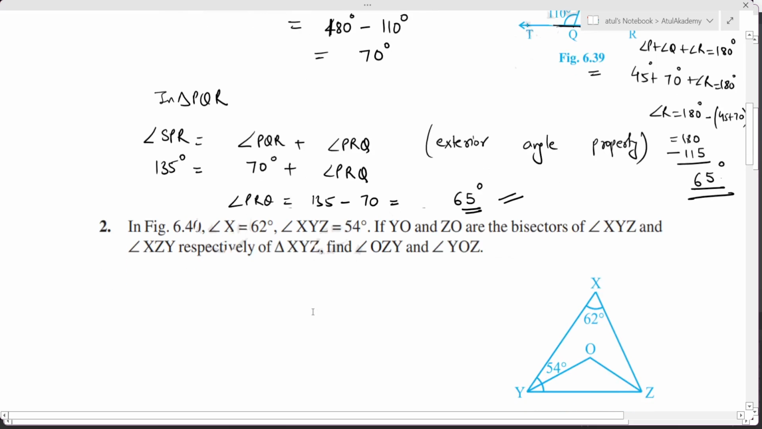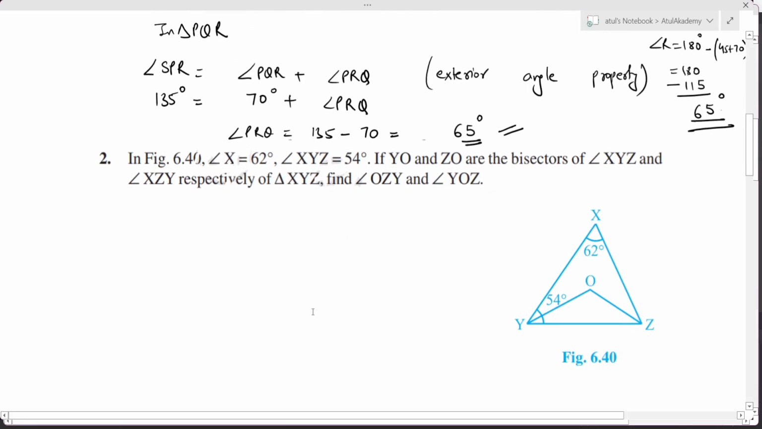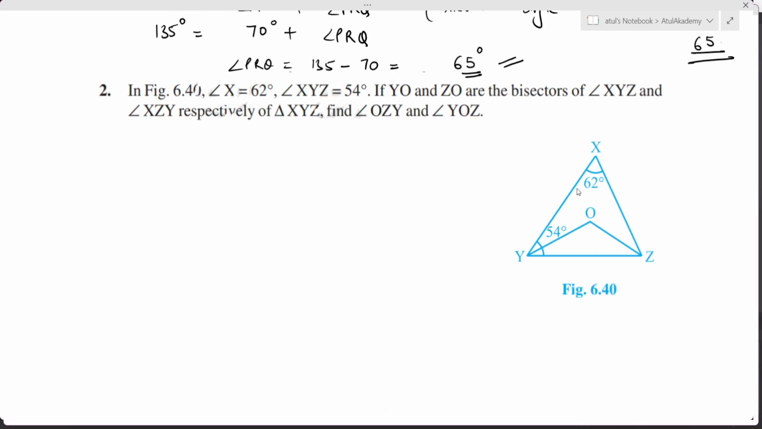And whenever you solve, please write the reasons why this is equal to that, why it is the sum of two angles and everything. So second question is also an easy one. You have in this figure 6.40, angle X is 62 degrees, XYZ is 54 degrees. YO and ZO are the bisectors of these two angles, XYZ and XZY. I hope you all know the meaning of bisectors.